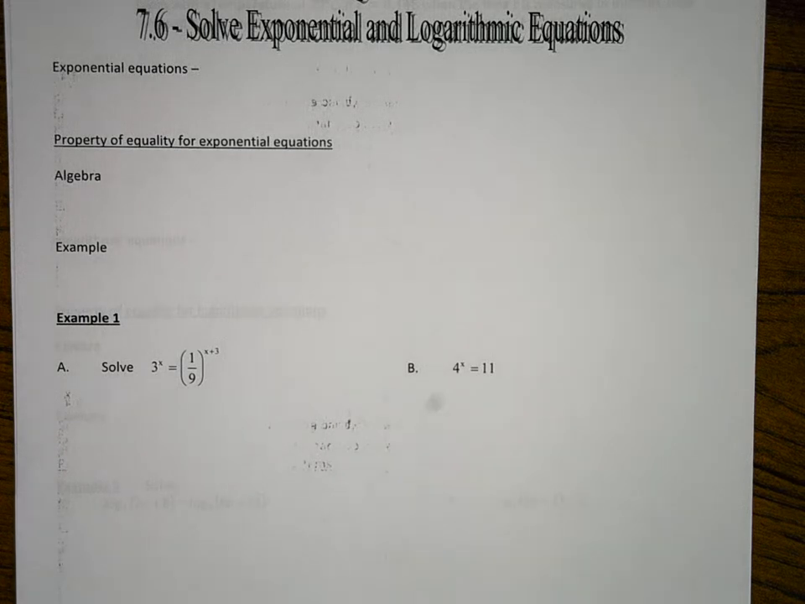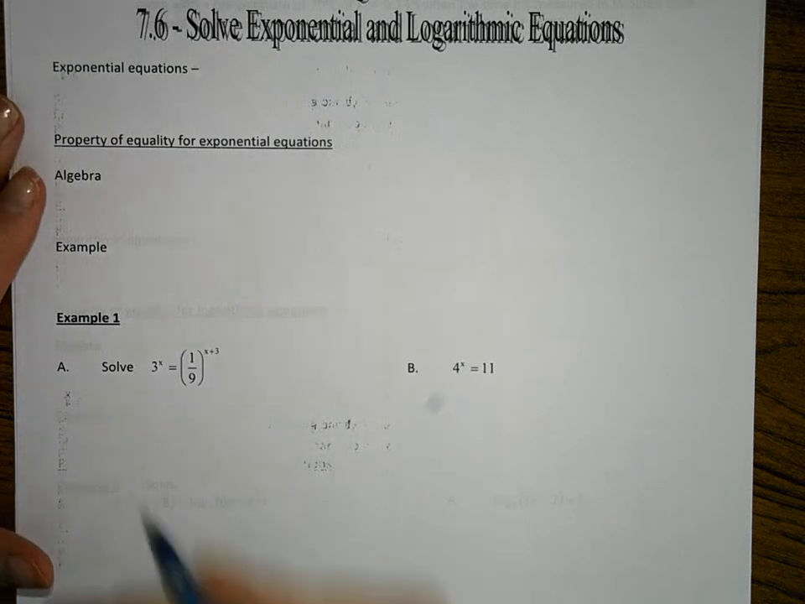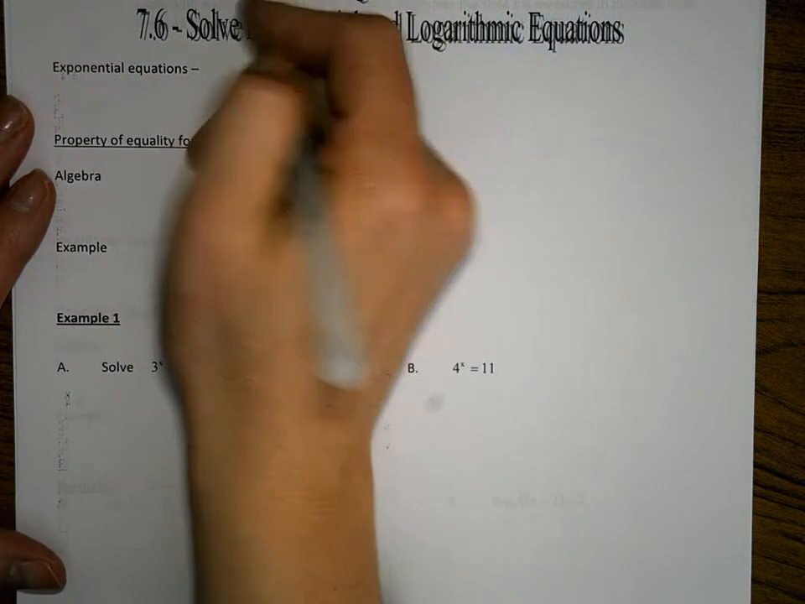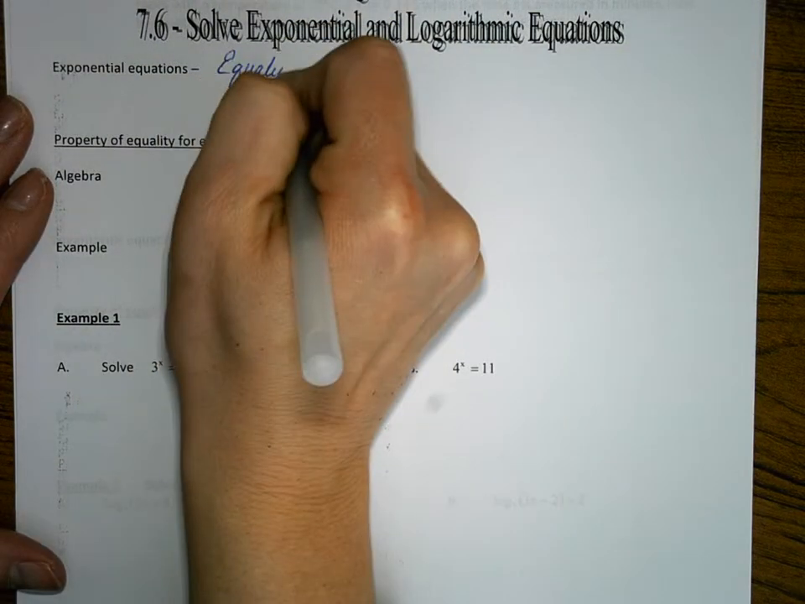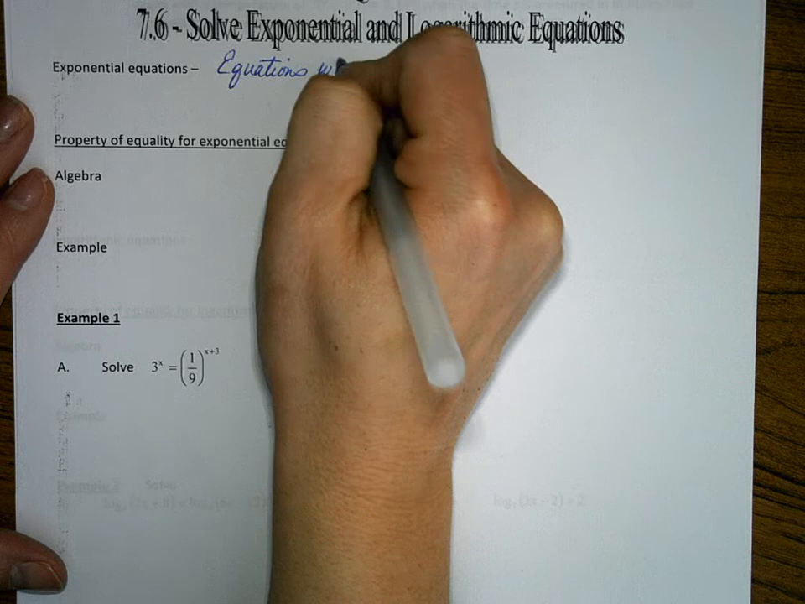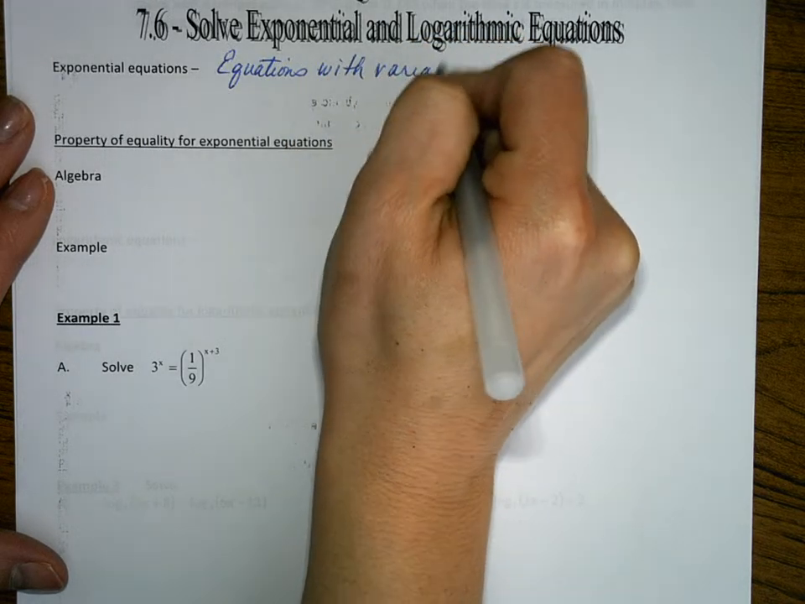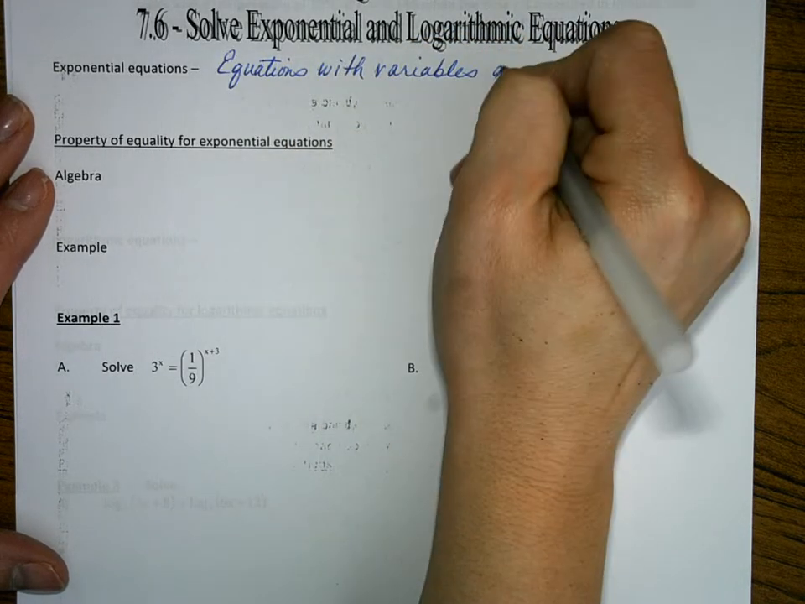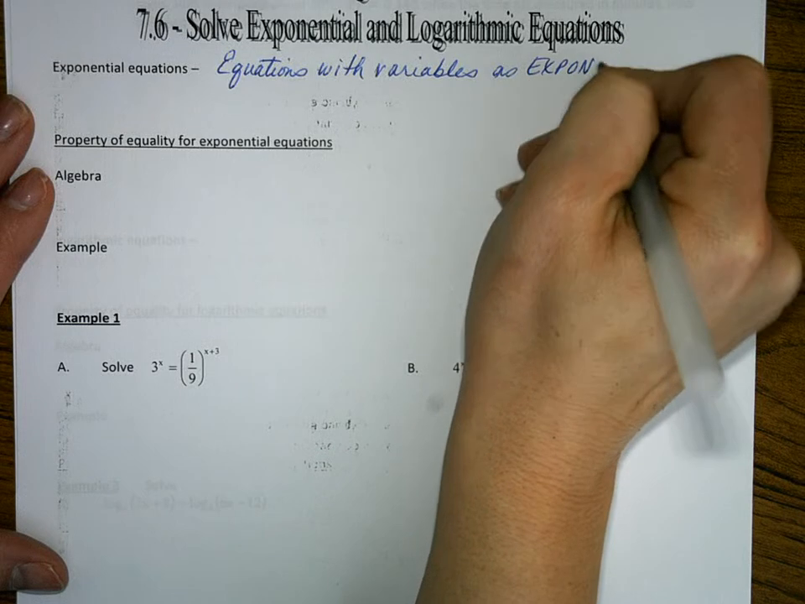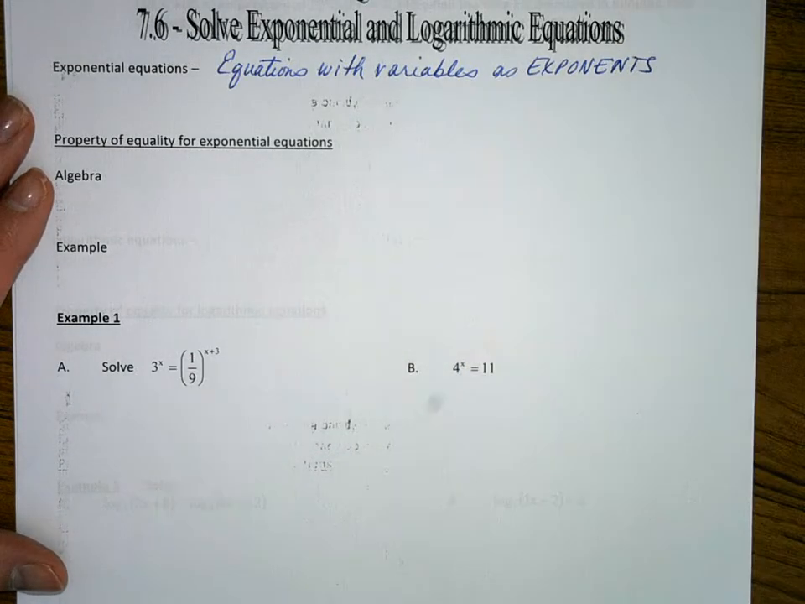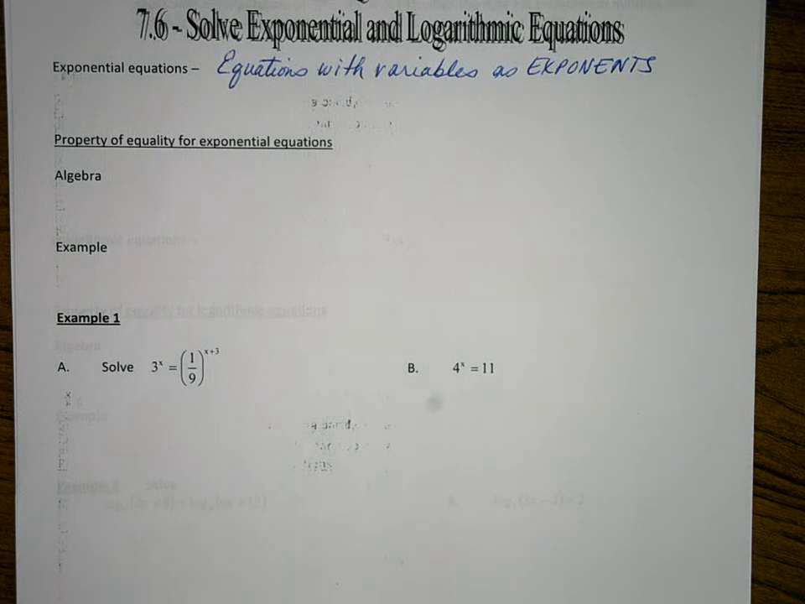All right, great. This morning we are going to be working to solve these exponential and logarithmic functions. We're actually going to find out what the x variable is. Now, remember, what makes an equation exponential? X in the exponent, absolutely. Exponential equations are equations with variables as exponents. X has to be in the exponent.